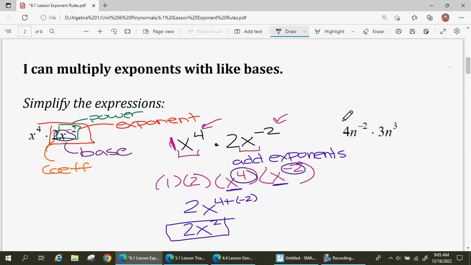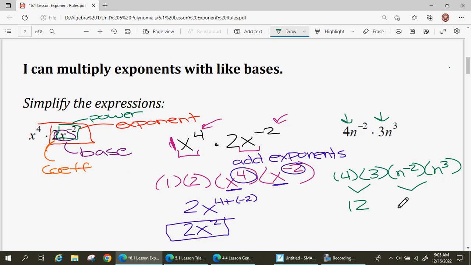So one more time, we can multiply the coefficients together. 4 times 3 gives us 12. I'm going to write this whole thing out, though. 4 times 3, and then n to the negative 2 times n to the positive 3. So 4 times 3 gives us 12.